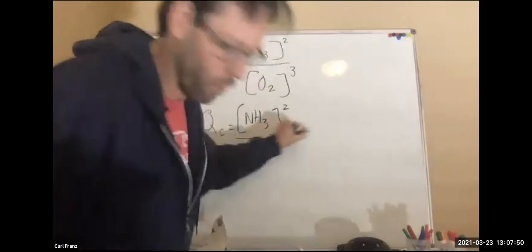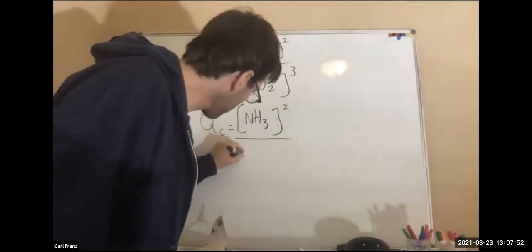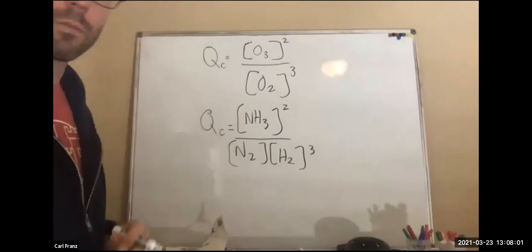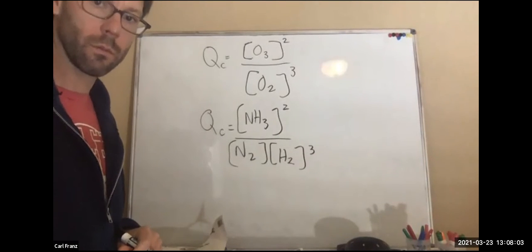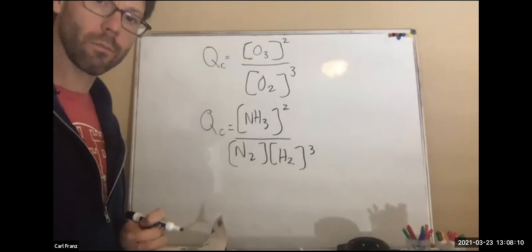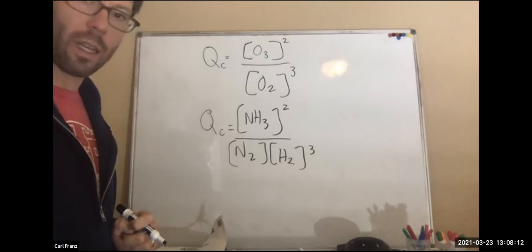Ammonia squared over N2 times H2 cubed. Squared over, what'd you say, N2? Yeah, times H2 cubed. Okay. So if it doesn't specify pressure or concentration, we just do the little concentration brackets, right? Exactly.